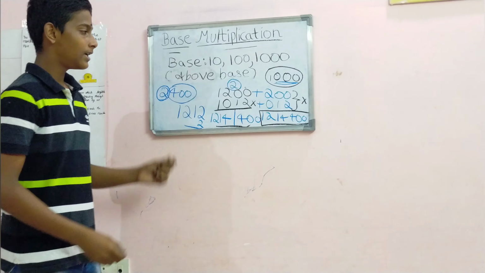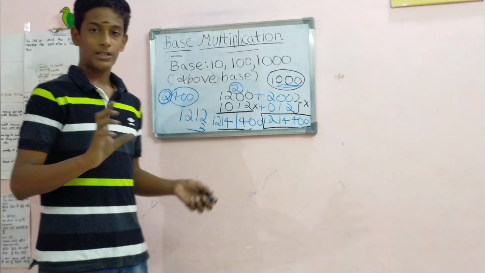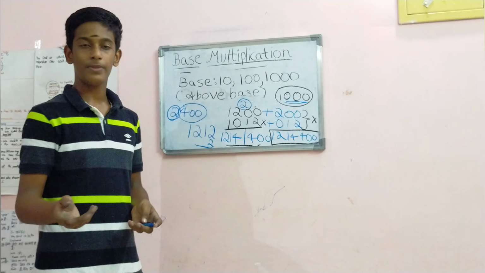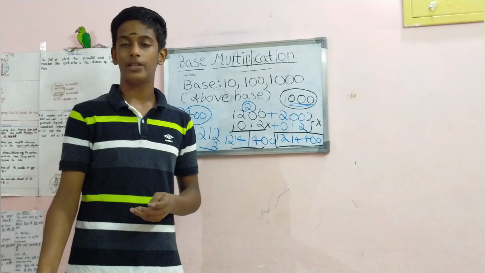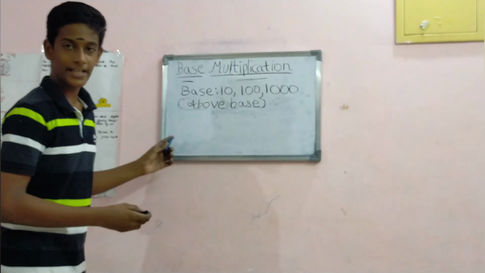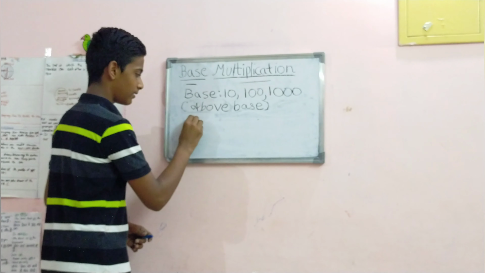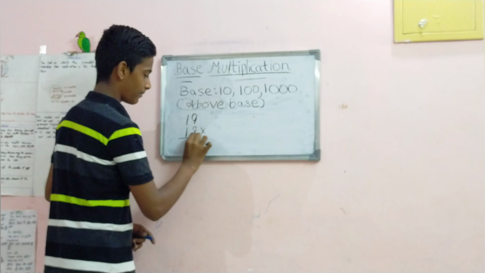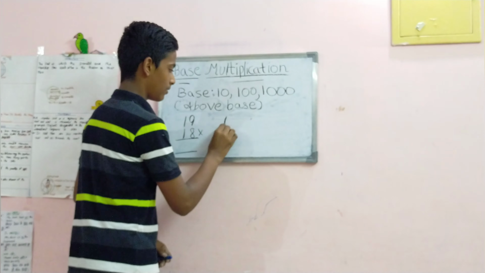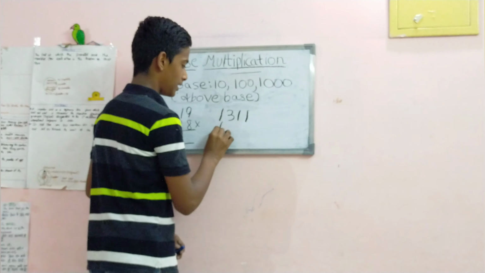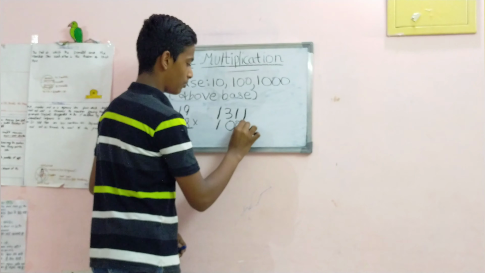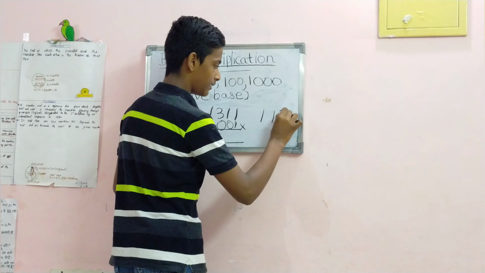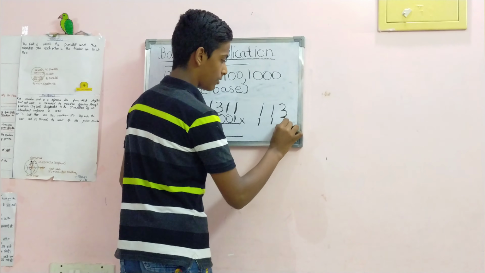So it's so simple, right? I'll give you some sums, some products which you should work out at home, and comment the answer below in the comment box. So now let's see the questions. For base 10, 19 into 18, 1311 into 101, and 113 into 112.